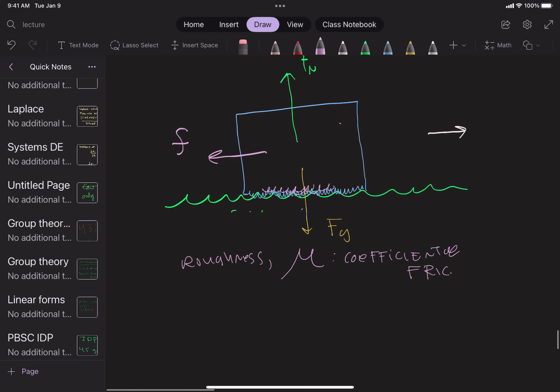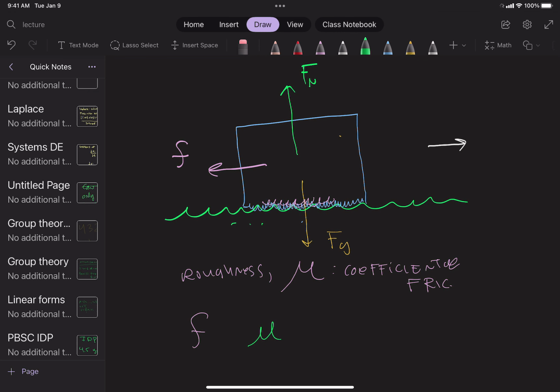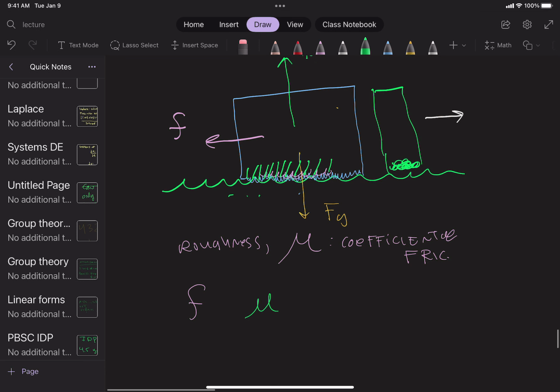So friction is going to depend on two things. It's going to depend on how rough the floor is, or the coefficient of friction. And the other thing it's going to depend on is how much contact there is with the floor. If the box is this big here, it's going to have less contact with the floor. And the amount of contact with the floor is represented by the normal force. So friction depends on how rough the floor is, but also the amount of contact with the floor, or the normal force.